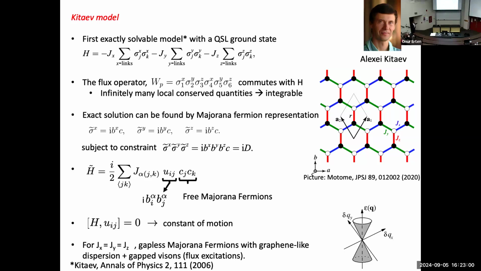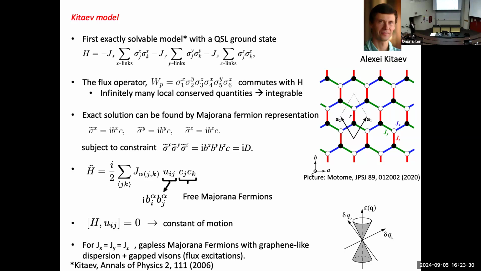Okay? So this model, as I mentioned, is the first exactly solvable model, and there's a lot of research going into this type of model, because in general, with any other model, you don't have an exact solution. You have to do large-scale numerical calculations, which is very hard, very challenging. With this type of model, you can actually have analytical control.